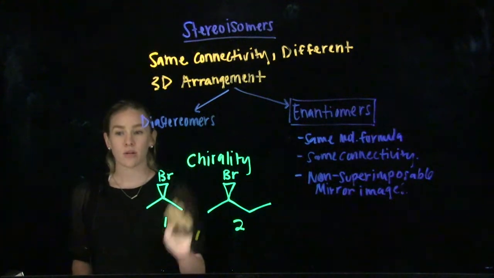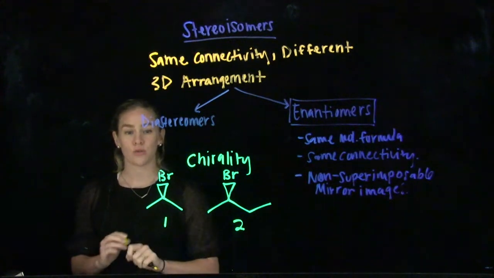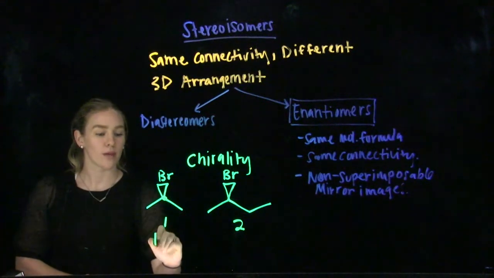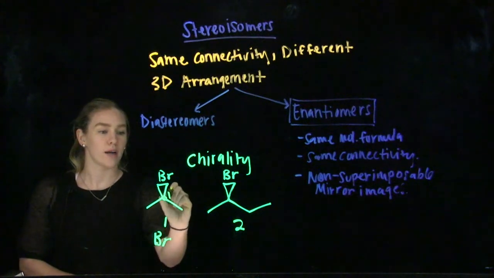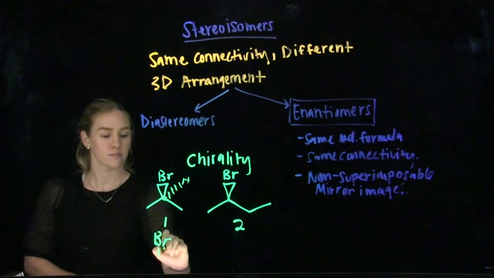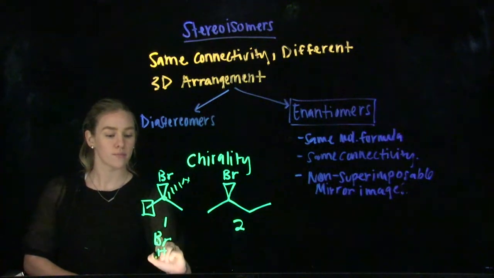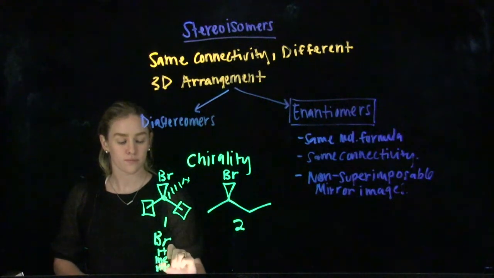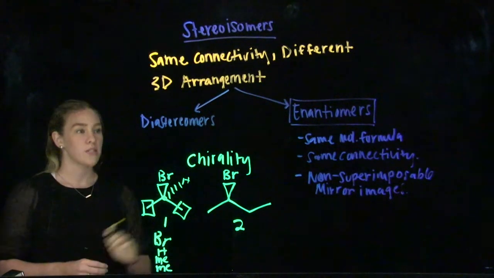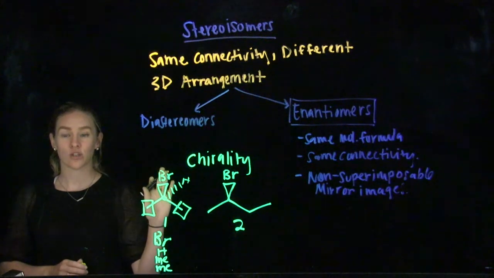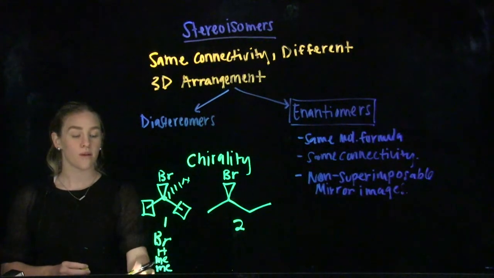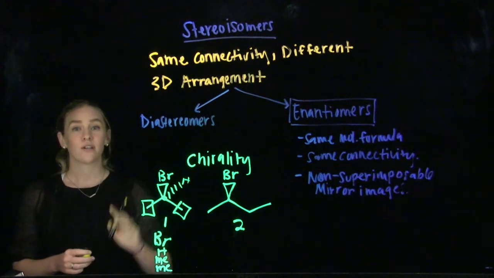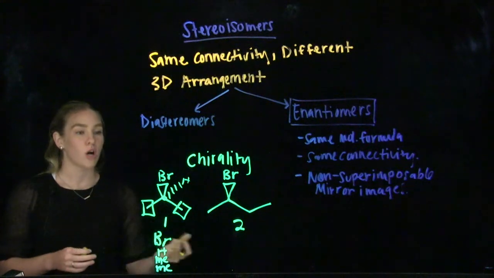So in number 1, I'm going to write below it what things are attached to the central carbon. So we have our central carbon atom right here. We know we have a bromine. We have our implied hydrogen. And then we have a methyl group, I'm going to write Me, and then we have another methyl group. So to be chiral, you need 4 different things attached to the central atom. This has 2 of the same thing. So this is not chiral.